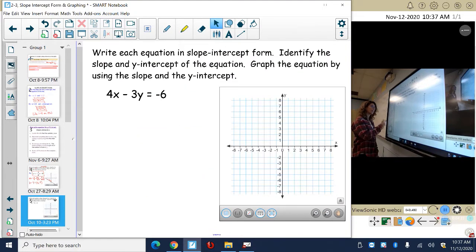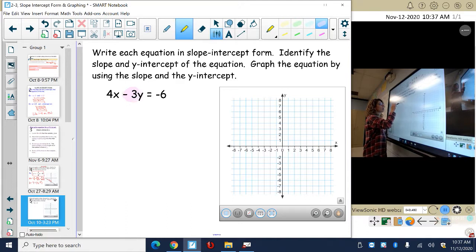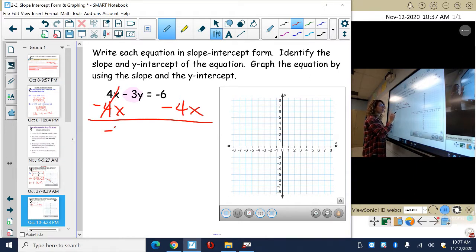Let's do it again. 4x minus 3y is equal to -6. Is this thing solved for y? The answer is no, it is not. I need to solve for +1y. I'm going to subtract 4x from both sides. So -3y is equal to -4x minus 6.